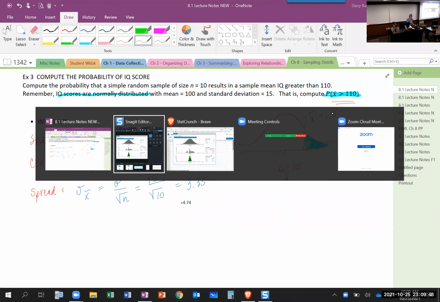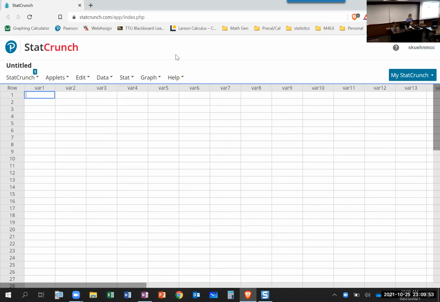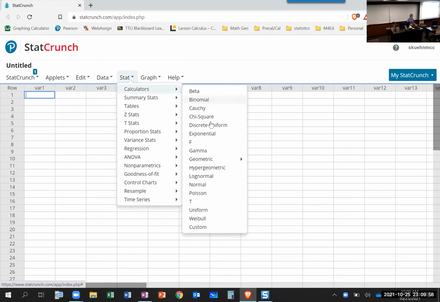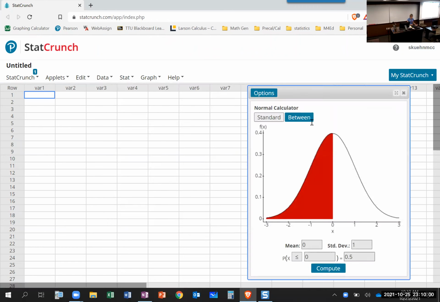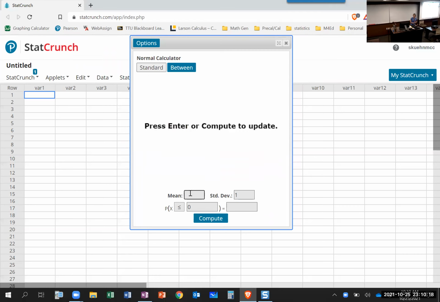So we go back to StatCrunch. I go to Stat, Calculators, coming down to Normal. This looks almost the same. I mean, the calculator is the same, but we handle it now differently. What mean are we using that we just wrote down? 100. Okay, so the mean that we put in here right now is going to be the mean of our sample means, mu sub x bar, which we said was the same as the population.